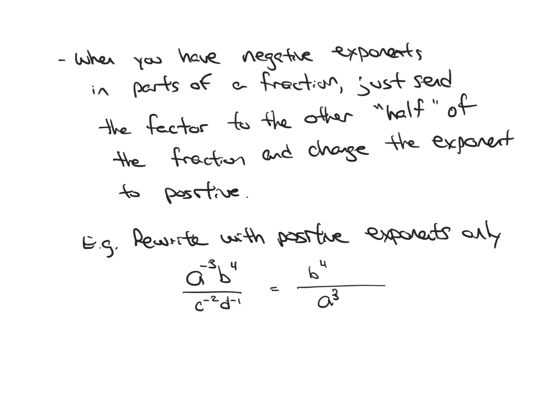The c to the negative 2 is downstairs. We can send it upstairs if we change the exponent to positive. And the d to the negative 1 is downstairs. We can send it upstairs if we change the exponent to positive 1. But we often don't write the number positive 1 as an exponent because it's just one copy of itself. That would be the answer to this question.